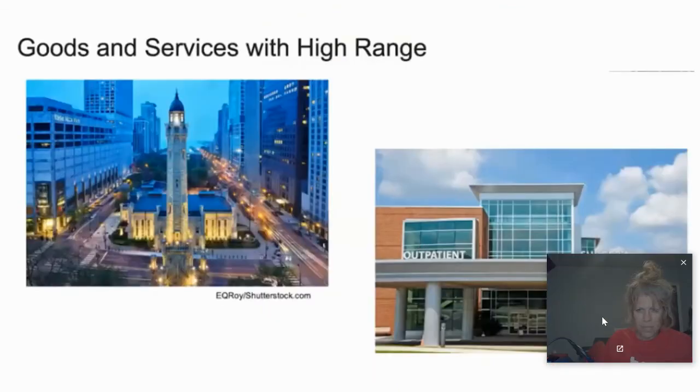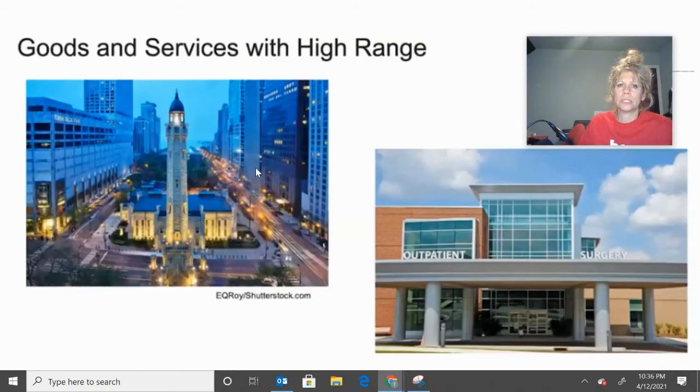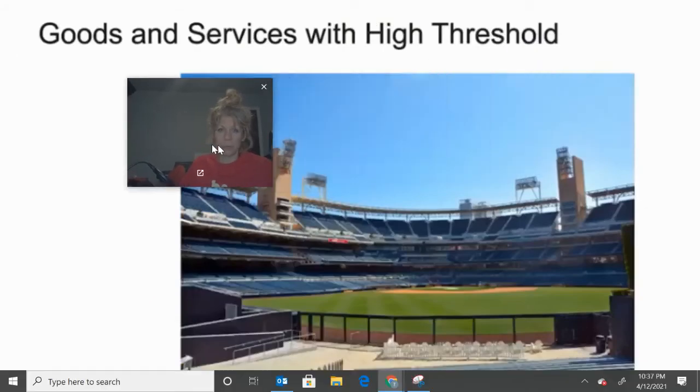Okay. Now let's talk a little bit about goods and services with a high range. So a place like Denver, if you had to have a special surgery that could even be life-threatening, of course you're going to drive to Denver, right? You might even drive further. Okay. What about, say, your prom? Would you drive to Denver to look for an outfit for prom? Okay, of course. And those are going to be goods and services with a high range. Okay, you're willing to go a lot further for something that's pretty important.